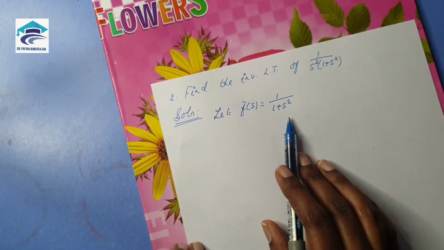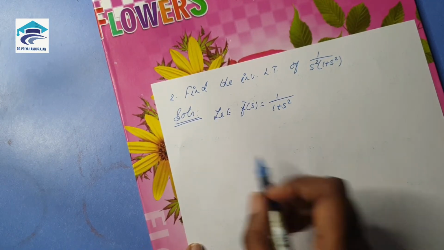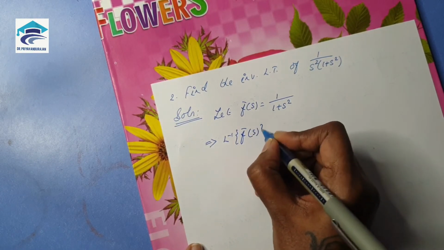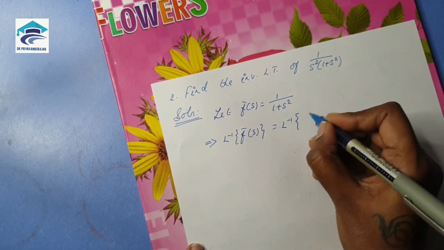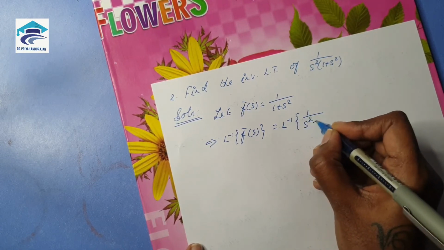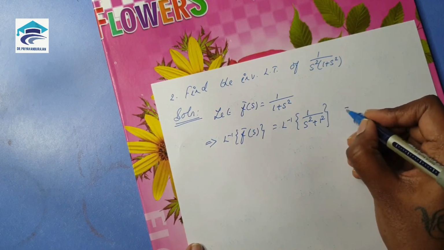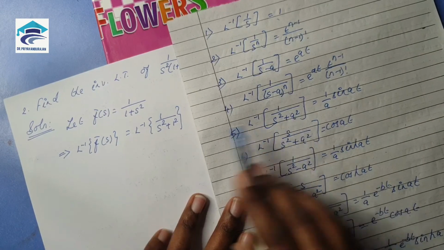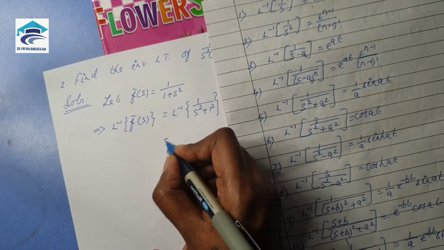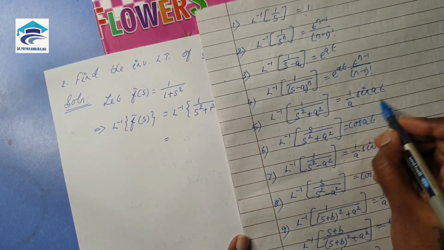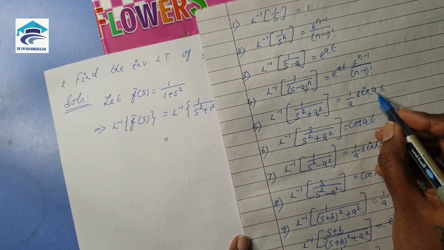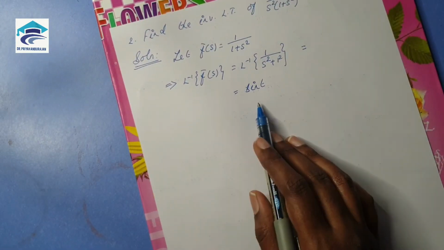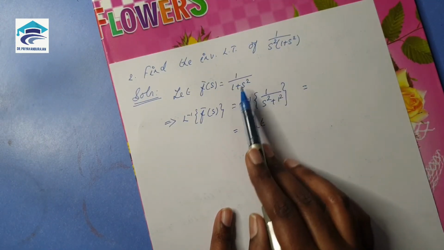We have direct formula for this, that is 1 by s squared plus a squared formula. So, let me take the inverse, which implies L inverse of f bar of s is equal to L inverse of 1 by s squared plus 1 squared. So, what is the formula? This will be the formula, that is 1 by s squared plus a squared, where a here is 1. Let me apply it. It is 1 by a sin at, so 1 by 1 sin at. So, this will become sin t. So, this is the answer for 1 by 1 plus s squared.